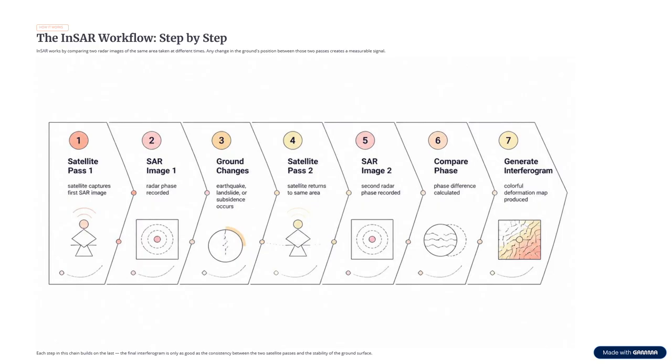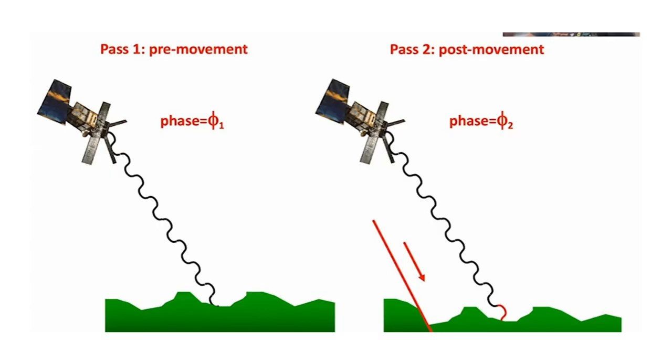Then, the last step after comparing the phase difference, we generate interferograms. Now, this is an image basically. Pass one is the pre-movement, the first session of monitoring that was done, and pass two, the post movement, is the second round of monitoring, where a certain phase difference occurred. As you can see here, the radar part depicted in red is showing how much deformation has taken place.